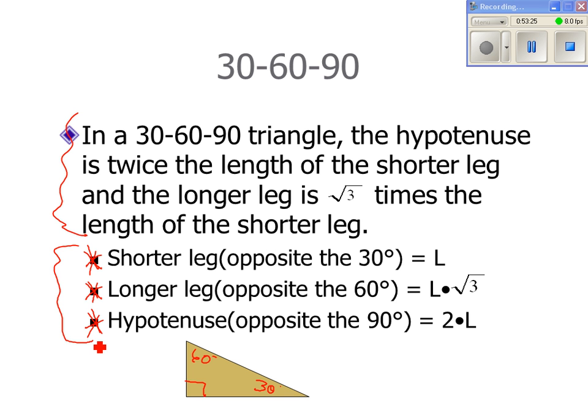When you go to label these, this one's going to be a little more important than the other one. Side across from the 30-degree angle every single time. And again, the book I think uses X's instead of L's. I use L's. Side across from the 30-degree angle, label it L. Side across from the 60-degree angle, L times the square root of 3. Side across from the right angle, 2 times L, or 2L. Every single time you see a 30, 60, 90 triangle, go through and label the 3 sides that way.